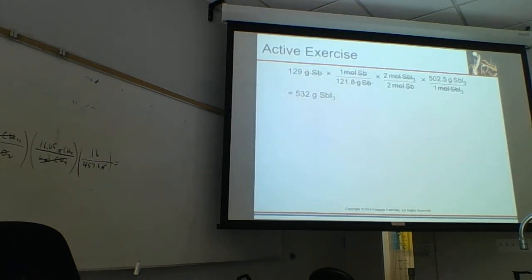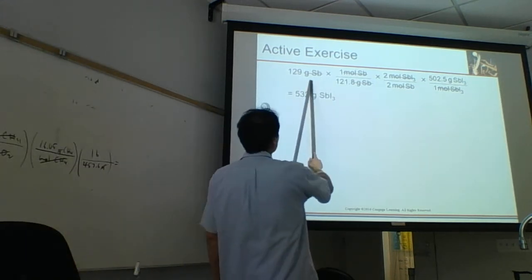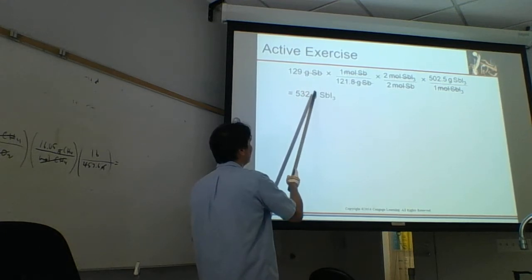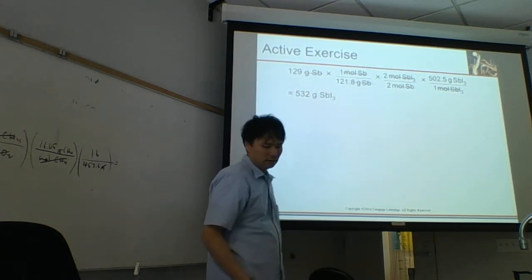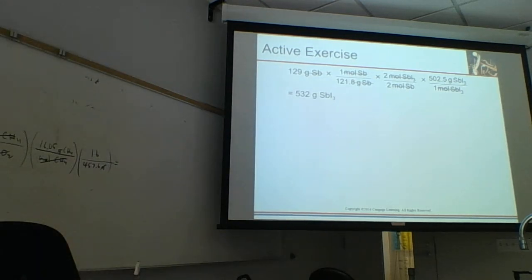But I'll have some ingredient A left over. And so I have too much antimony, not enough iodine. Well, how much of ingredient B am I going to have left over? So what we call this is this. We don't call 532 anything. We call 129 grams of antimony the excess reagent or the limiting reagent? Excess reagent.